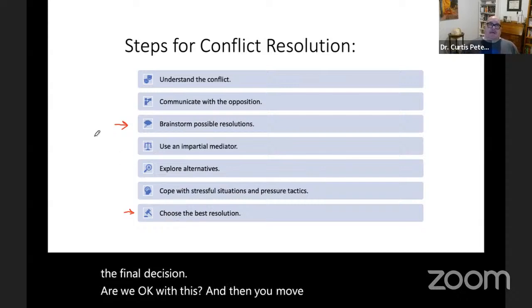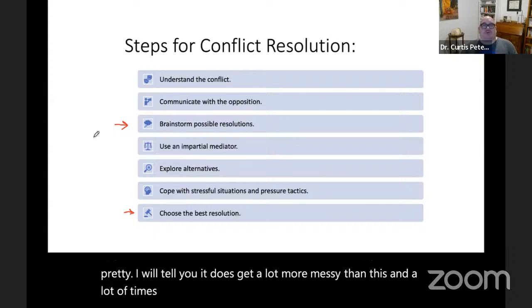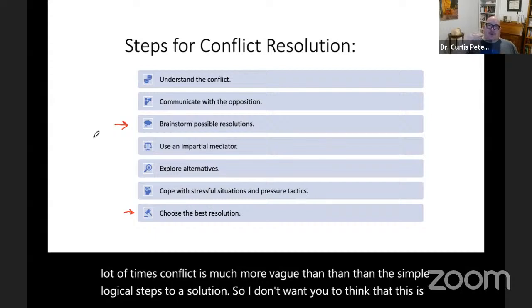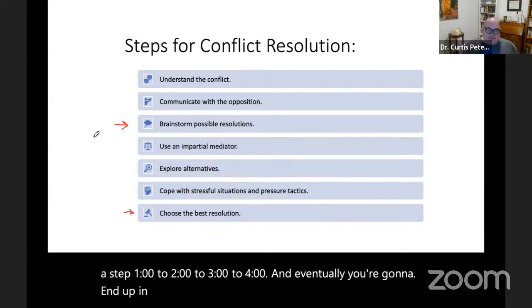Okay. Now, this looks pretty. I will tell you, it does get a lot more messy than this. And a lot of times conflict is much more vague than these simple logical steps to a solution. So I don't want you to think that this is a step 1 to 2 to 3 to 4, and eventually you're going to end up in this kumbaya moment.